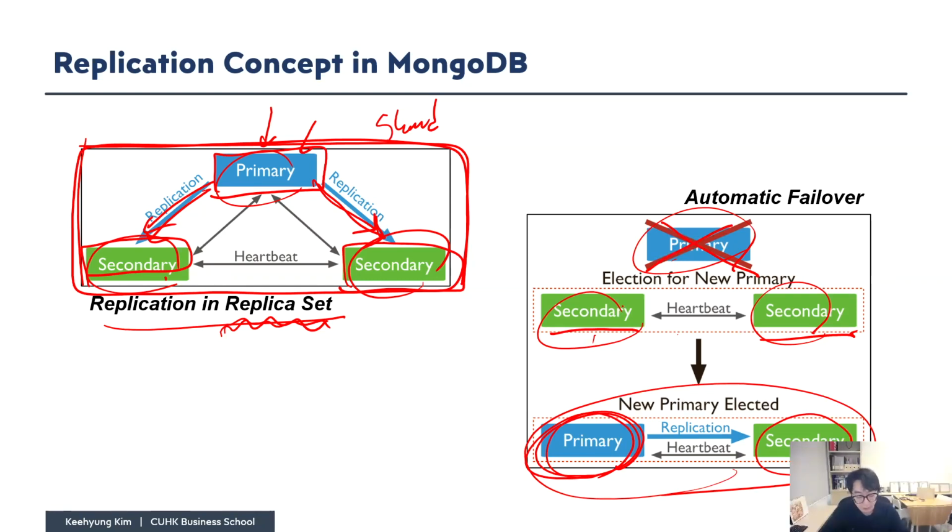By having this kind of system, it's done automatically by MongoDB. So as a user who is using this system, they don't need to worry about anything. That's why MongoDB says that it's strong with automatic failover.